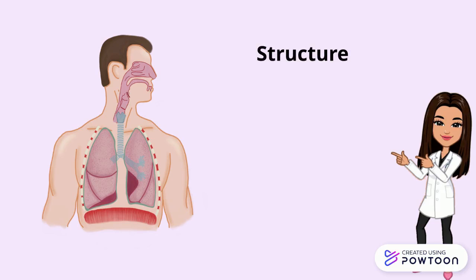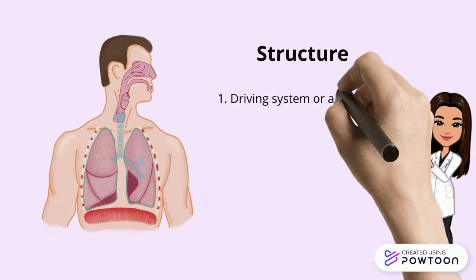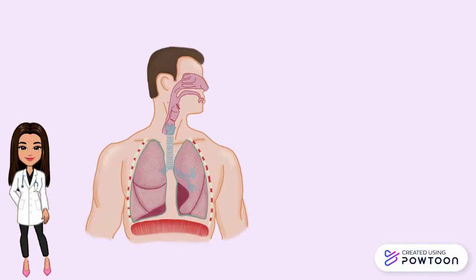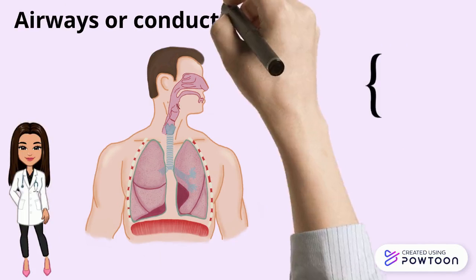A structure of the respiratory system. The respiratory system is divided into two parts from the functional point of view: driving system or airways, and exchange system or alveolar surface. Airways are the conductive respiratory system.